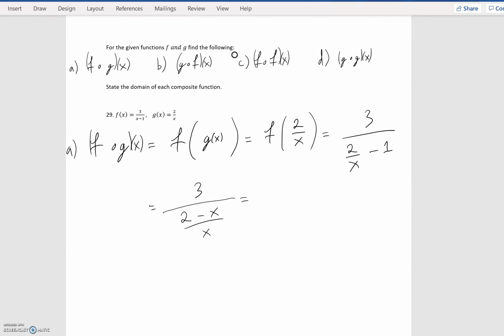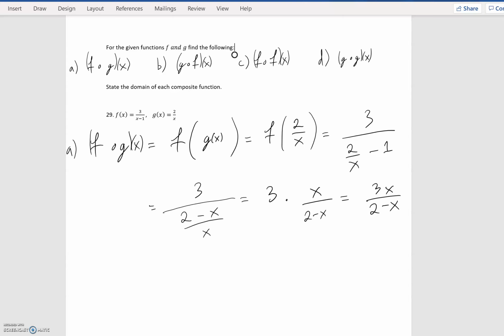Now here I have a number divided by a fraction. These kinds of ratios come up all the time in calculus, okay? You need to take the denominator of this gigantic fraction, take the reciprocal of it and multiply by the top. So this simplifies to 3x over 2 minus x.